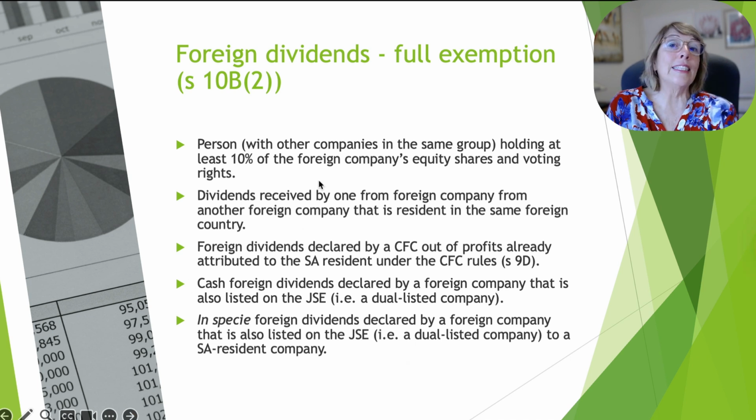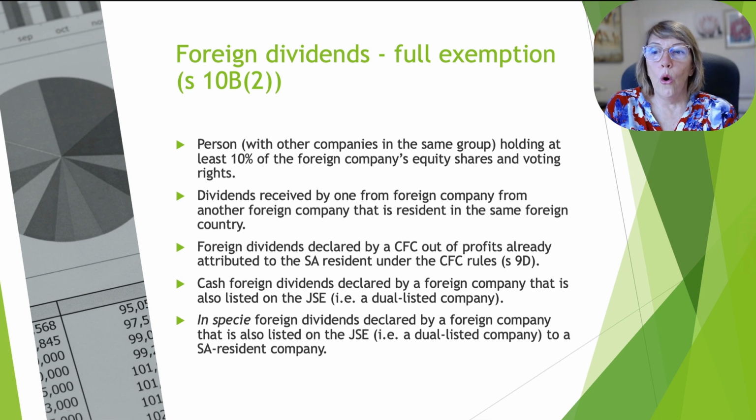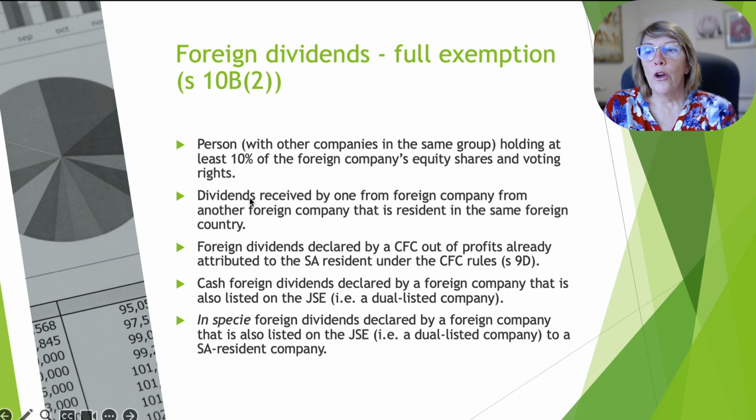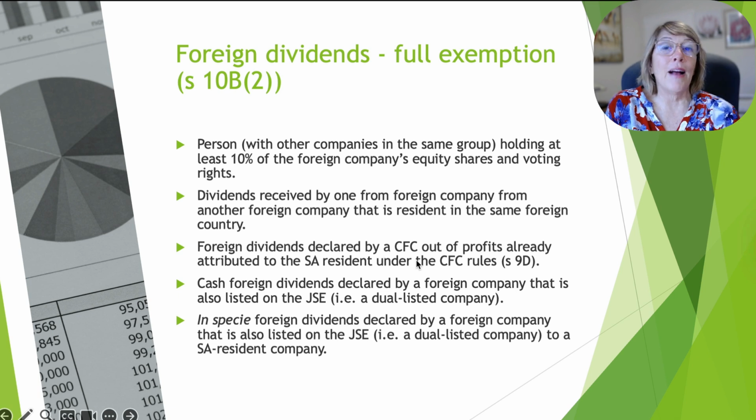So if you hold at least 10% of the foreign company's shares or voting rights, or second one, dividends received by one company from a foreign company resident in the same country, all right? Third one is where foreign dividends declared by a CFC, the controlled foreign company, out of profits already taxed through the CFC rules of Section 9D. You can see this gets fairly complex.